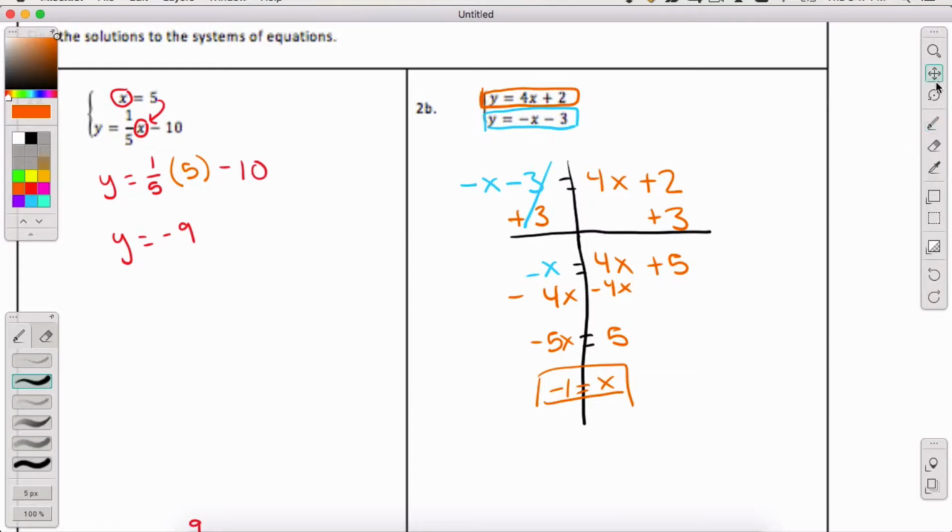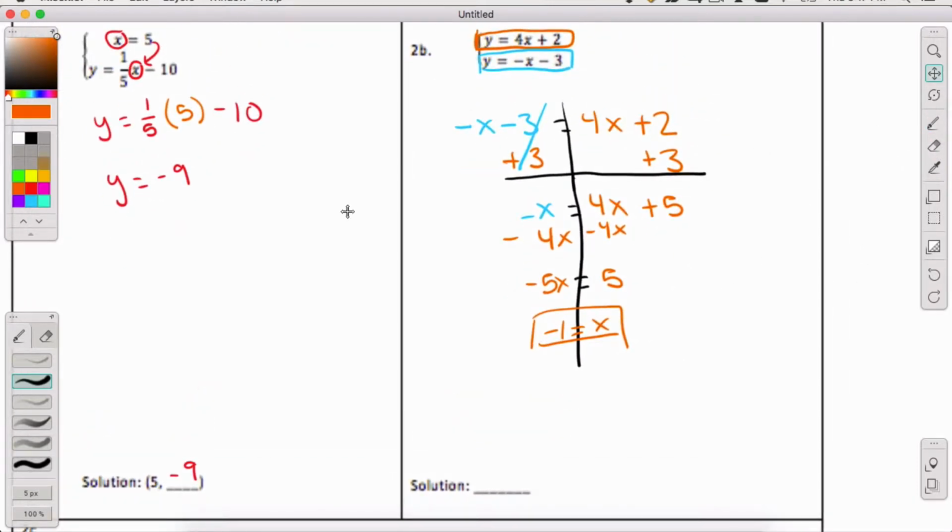Okay, that's just the first part of our solution. So down here, I'm going to write my x value as -1. Now I have to plug this into one of my equations up here and solve for y. I'm going to do that with 4x plus 2. So I have y equals 4 times -1 plus 2. And all together, I'm going to end up with y equals -2. That's my solution here.